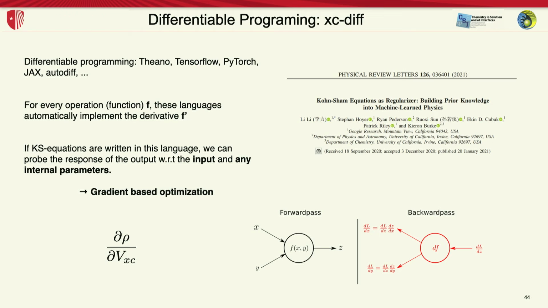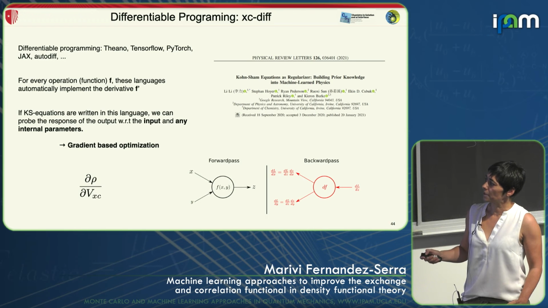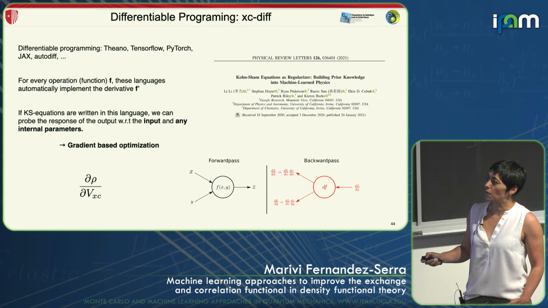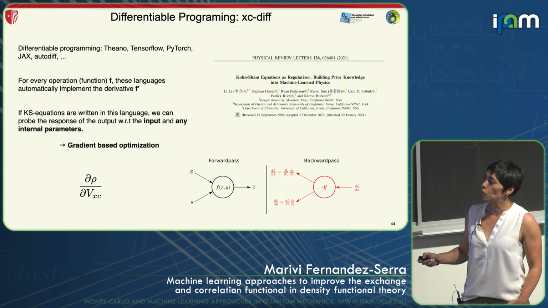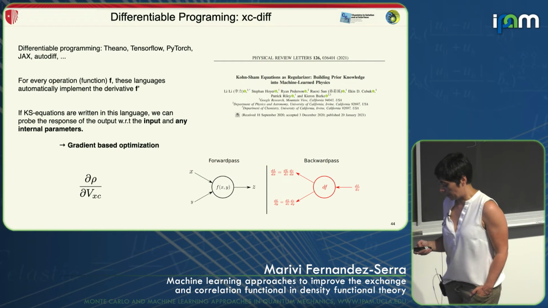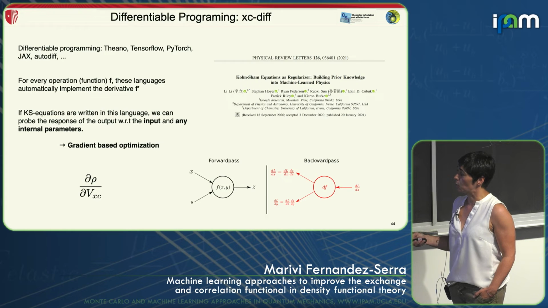It can be done. The first work showing this was by the group of Kieron Burke, where they found that one can use the Kohn-Sham equations as a regularizer to optimize not only the energy, but also the density in the functional. If we write the self-consistent loop of our electronic structure code in differentiable programming, we can basically obtain the response function of the output, whatever it is, with respect to any input and any of the internal parameters. That automatically opens the door to gradient optimization, which before we didn't have.